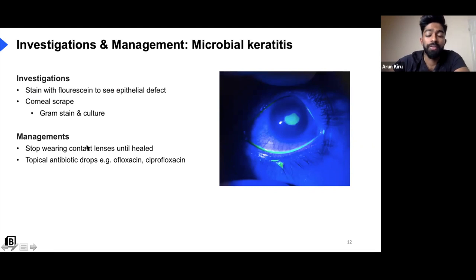Management. If they're wearing contact lenses, normally we stop that completely until they're healed. And we give them antibiotic drops. So usually the floxacins, so ofloxacin or moxifloxacin or ciprofloxacin. And then this usually takes 2 days to come back. Usually if they're not sensitive, we can change the antibiotic drops at this point.